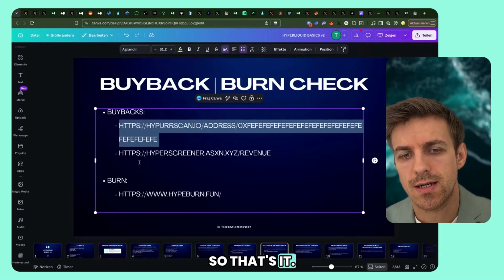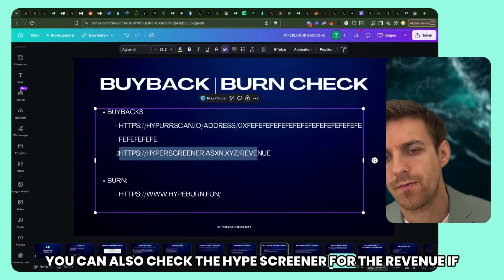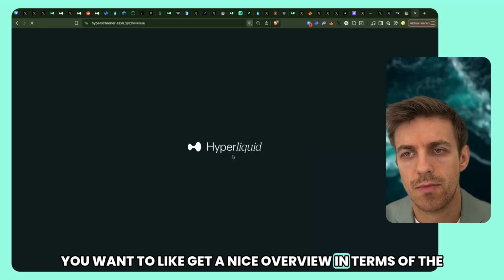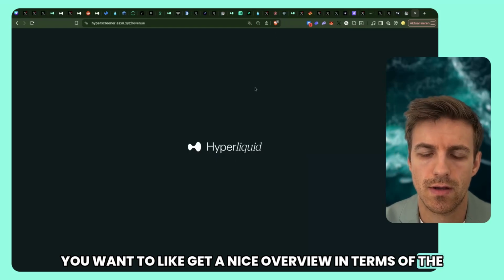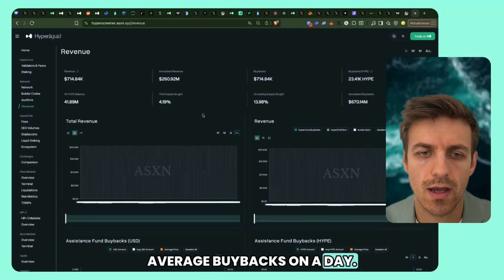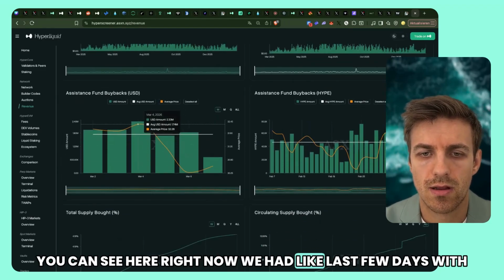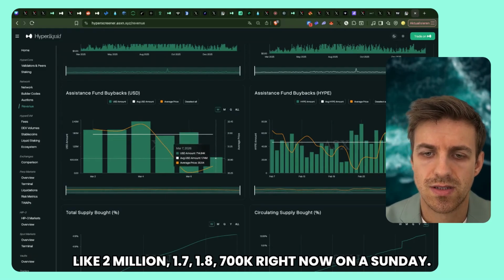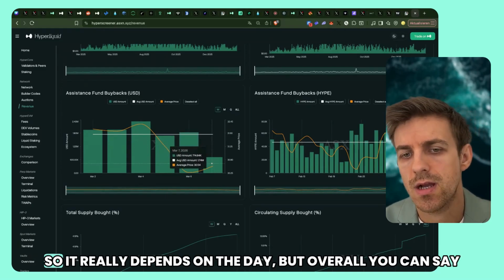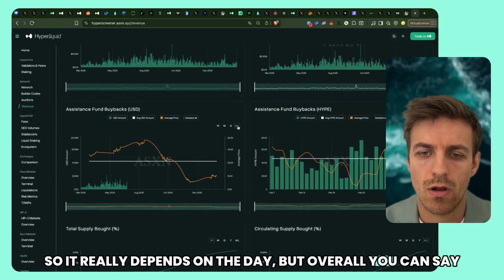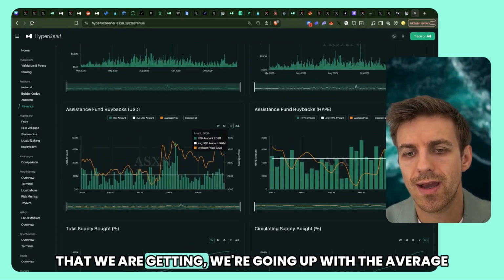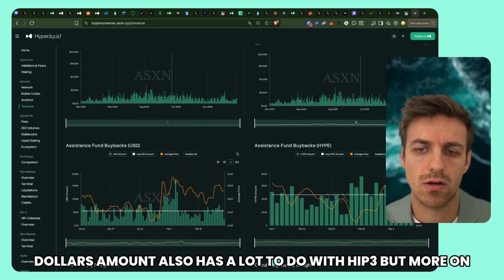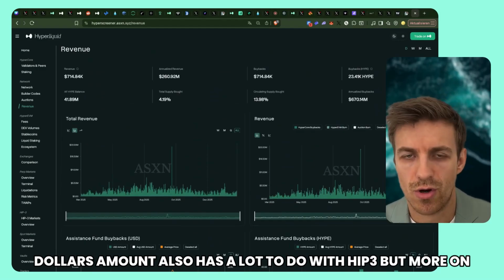So that's it. You can also check the Hyper screener for the revenue if you want a nice overview in terms of the average buybacks on a day. You can see right now we had the last few days with 2 million, 1.7, 1.8. 700K right now on a Sunday. So it really depends on the day, but overall you can say we're going up with the average dollar amount. It also has a lot to do with HIP-3, but more on that soon.